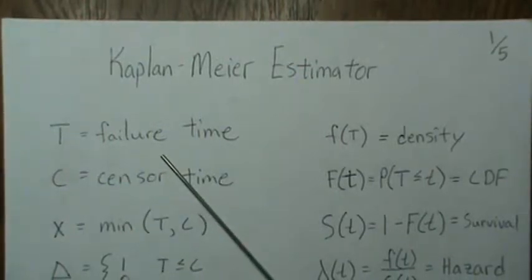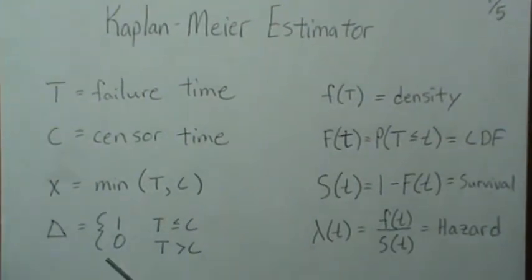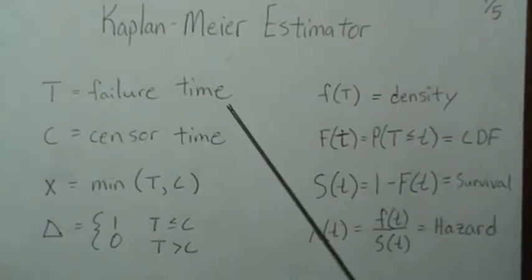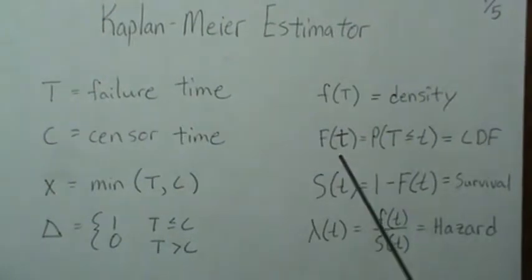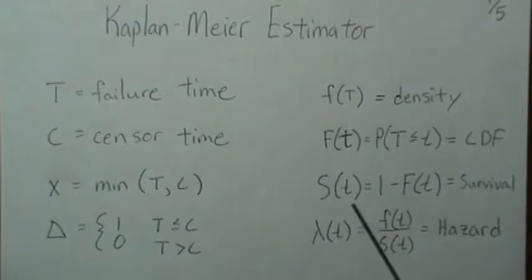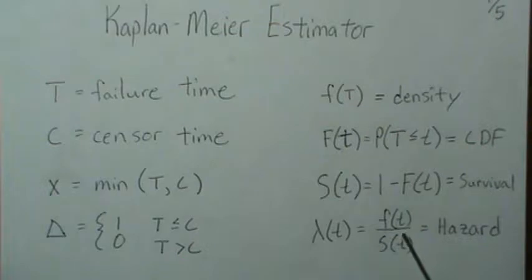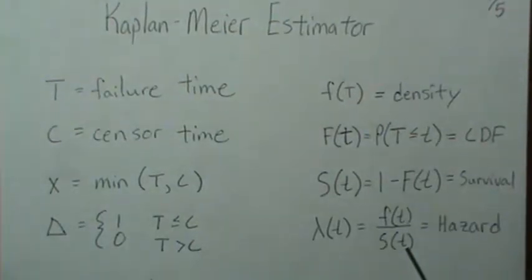Let T be the failure time, C be the censor time, and X be the minimum of the event versus censor time. We do know whether we observed the event or whether it's censored. We have the density for the failure time, the CDF for the failure time, which is the probability of being less than or equal to T. We have the survival function, which is 1 minus F of T, and we have a hazard function, which is sort of the instantaneous rate of death given you've lived up to that point so far.